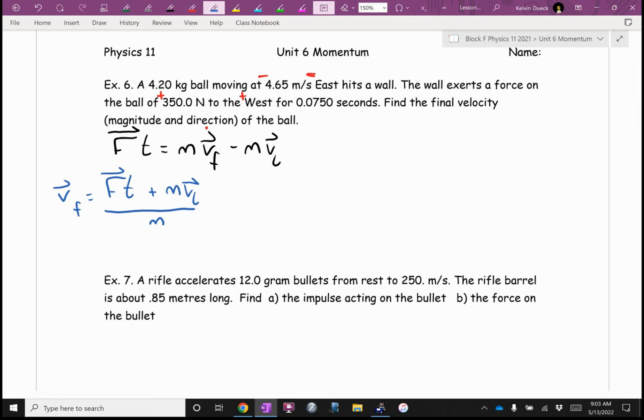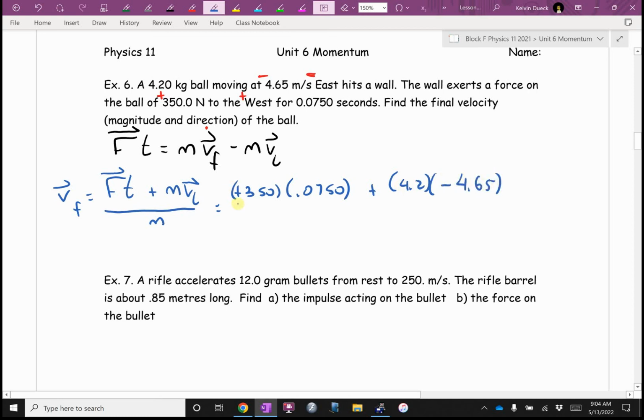If you found that a little scary, again, I have no problem if you use kinematics and forces and ignore the impulse equation. But I think we're good now. What's F? Positive 350. Time is a scalar, 0.0750, plus M is 4.2. V initial, negative 4.65. All over 4.2.